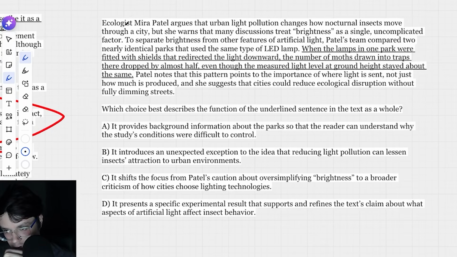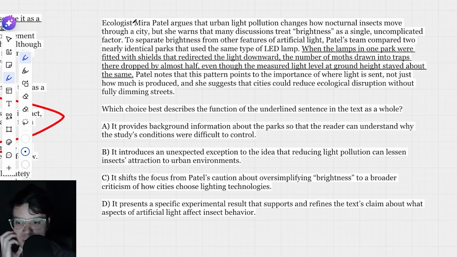So step 1. Ecologist Mira Patel argues that urban light pollution changes how nocturnal insects move through a city. Okay, so already in just that sentence, you probably have a few things you maybe do not know. Urban light pollution, you might not know what that means. How nocturnal insects, maybe you don't know what nocturnal means, move through a city. We can just use the words around it to make good guesses as to what this means, though.